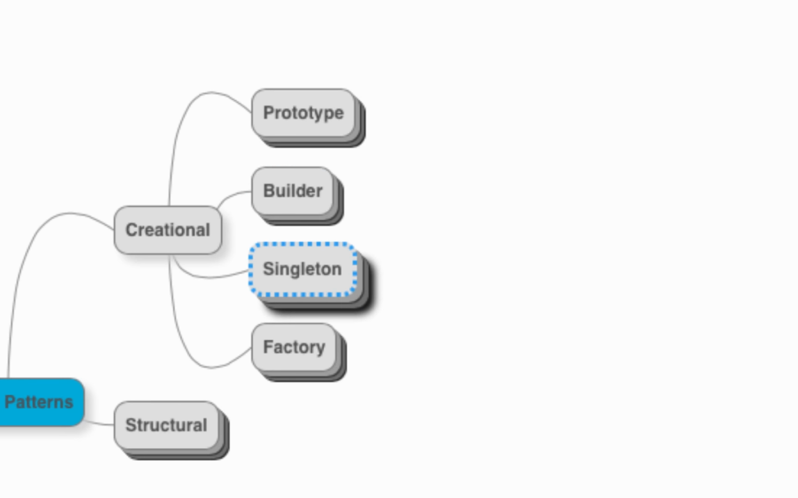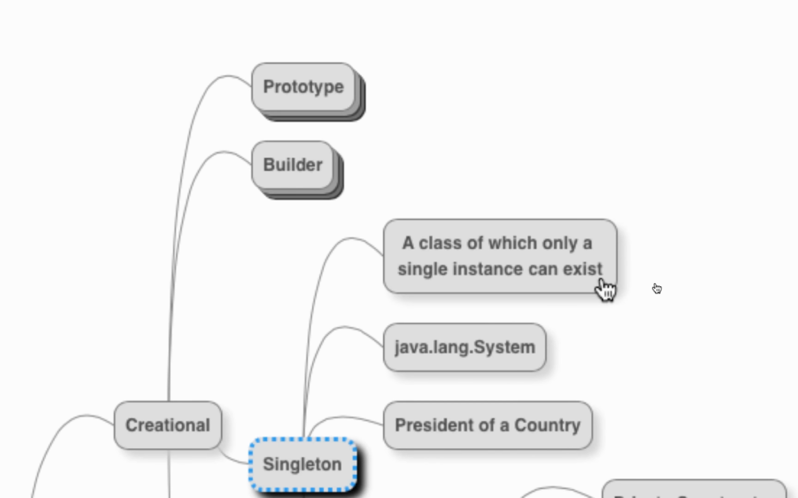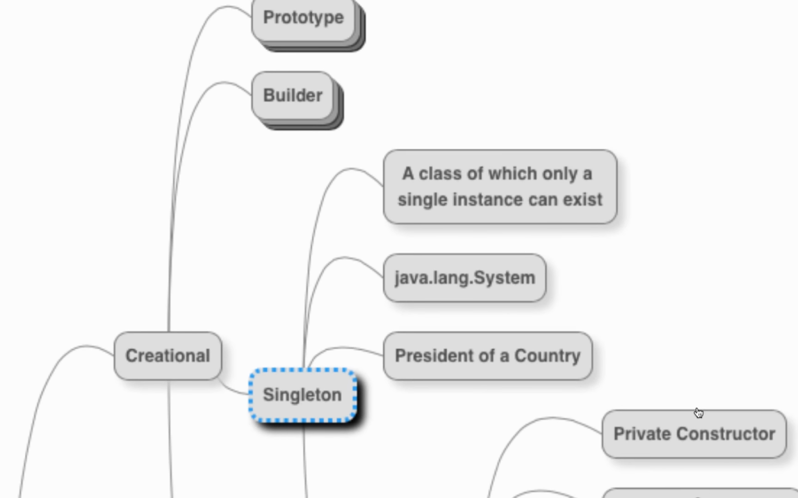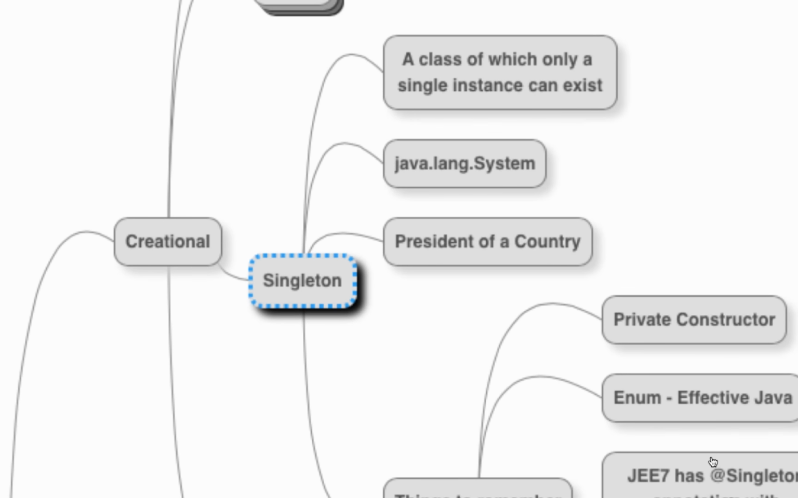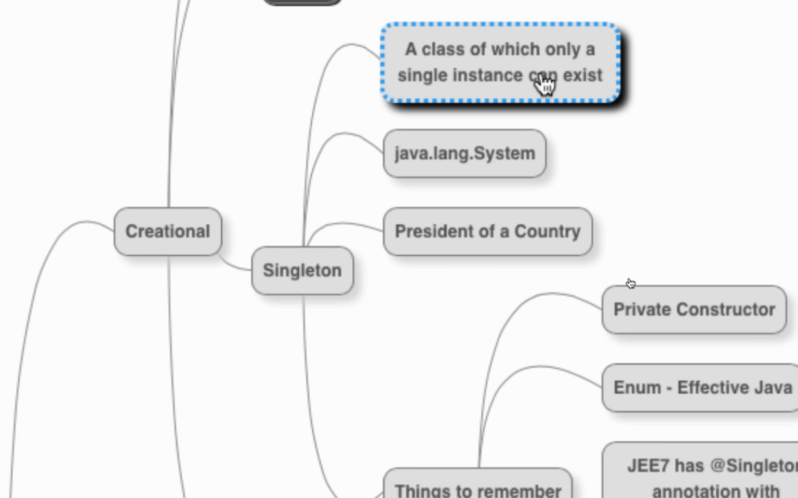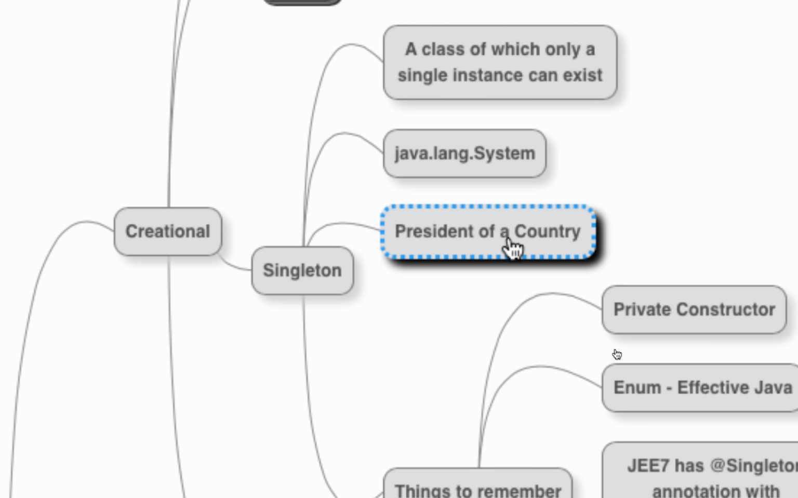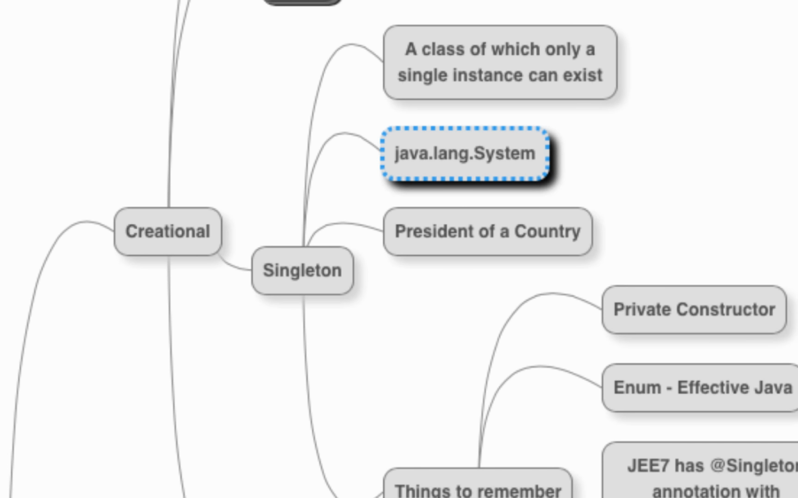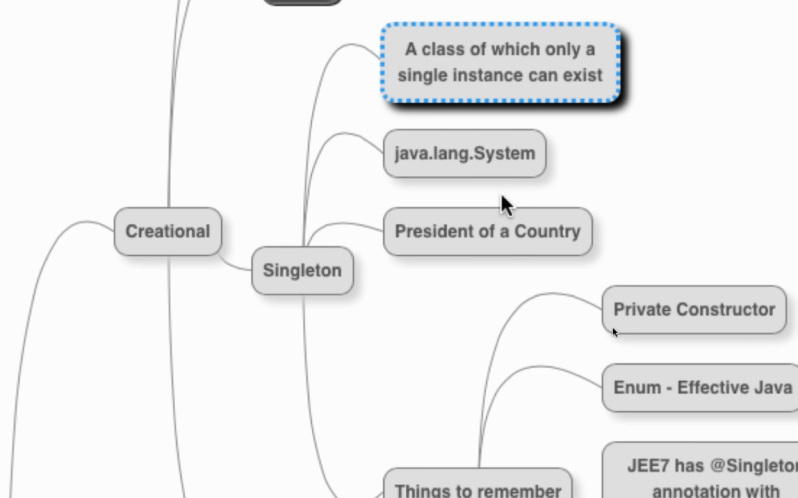Let's now move on to the next one, which is the singleton pattern. Singleton pattern is almost the simplest of all the design patterns. In a singleton pattern, the most important thing is the fact that you can only have one instance of that particular class. So there are a lot of circumstances where you would want just one instance of a particular class. Let's take a real example, a president of a country. There can only be one president in a country. So that's a good example for a singleton.